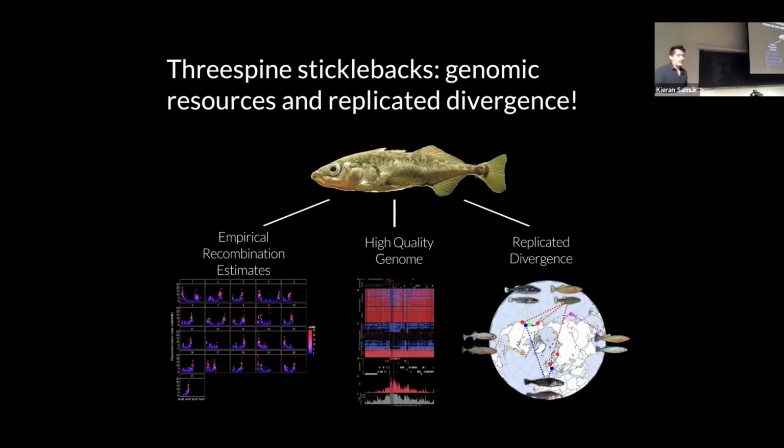Threespine sticklebacks, which are this little freshwater fish here, are a really great system for testing this question, because we basically have many, many independent populations that vary in the presence or absence of divergent selection and gene flow. And so we could fill out our little 2x2 table. They also have, for a vertebrate, quite good empirical recombination estimates, high quality genomic resources, and this replicated divergence that gives us sampling replication.